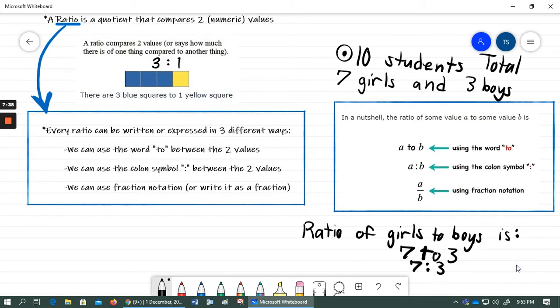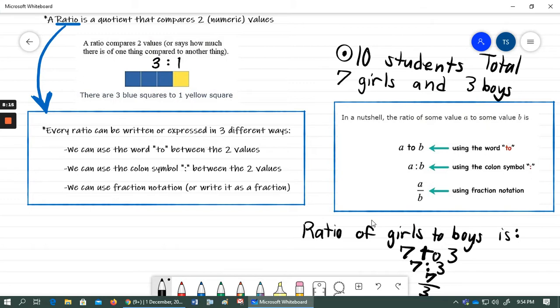Or again, we could write it as a fraction, using fraction notation. If you were going to write it as a fraction, you would write it as 7 over 3 if you were doing a ratio of girls to boys. So again, that's one way that you could do it. But yeah, all right. Those are 3 different ways that you can write out or express a ratio.